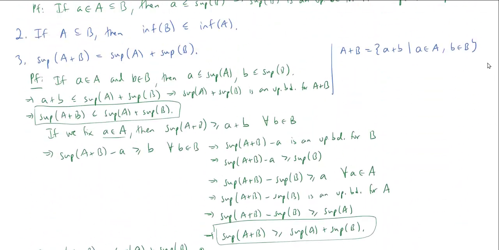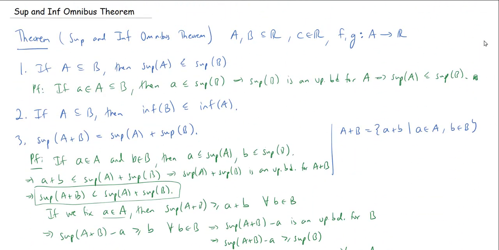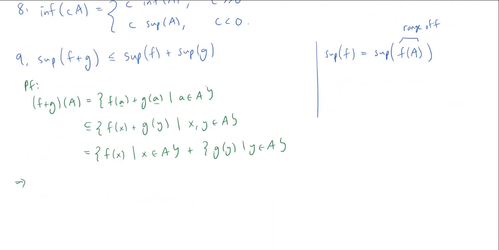And our very first part of the omnibus theorem said, if you have a subset, then you know that the suprema get bigger. That's where this less than or equal to is going to come from. So the supremum of f plus g, well, that's just the supremum of the range. That's this f plus g applied to A. This is equal to the supremum of this big set, right? f of a plus g of a for all a in A.